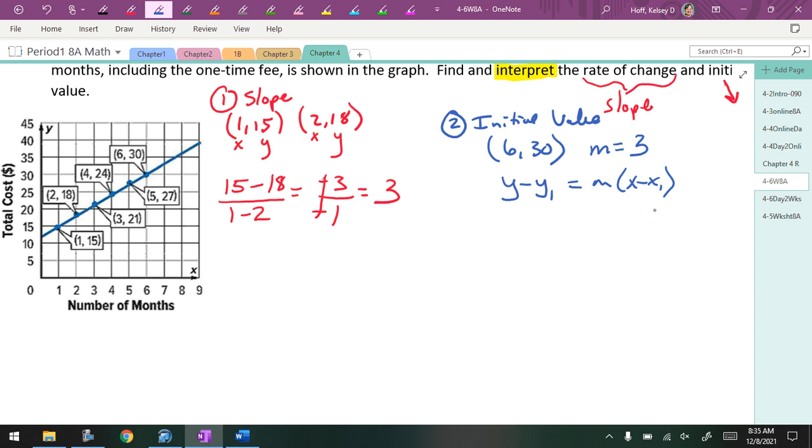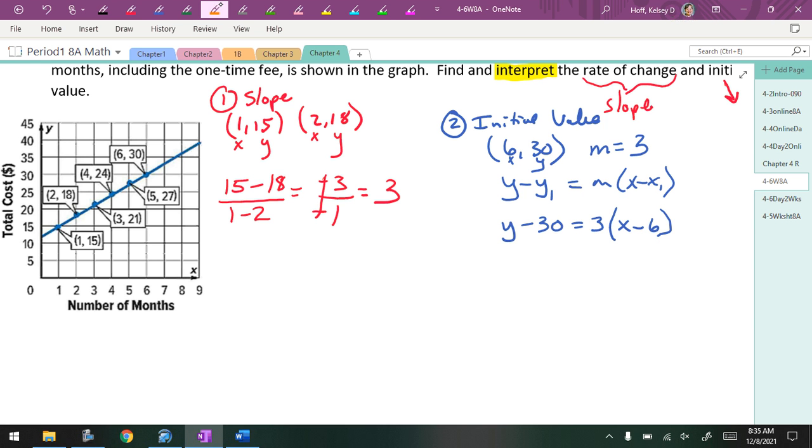Yes, it does. Okay. Y minus, which number is my y value in that point? 30 equals, what's your slope? 3 parenthesis x minus 6. Slowly coming back to us, what we remember doing here.